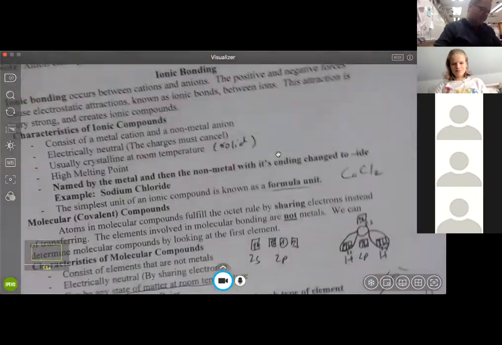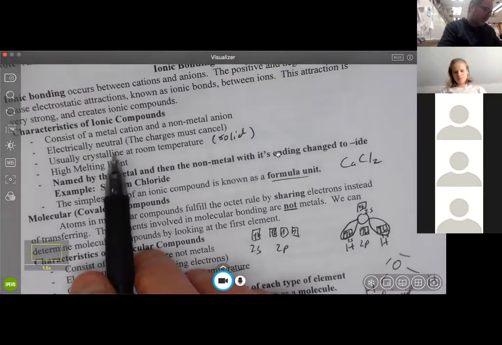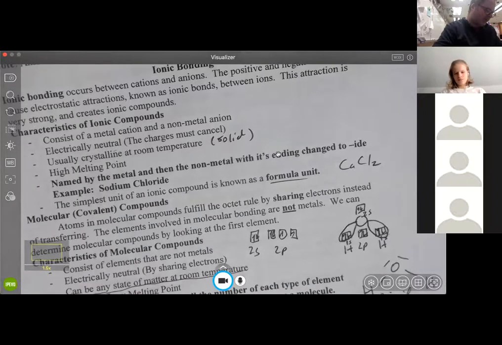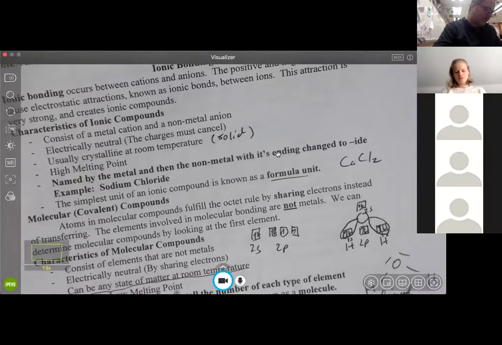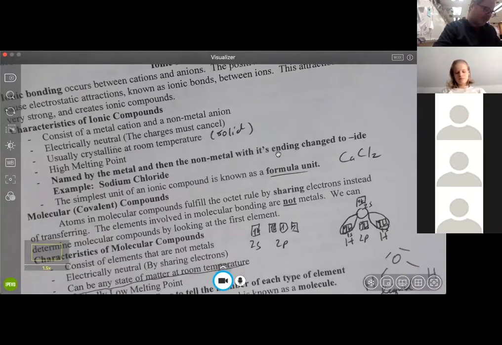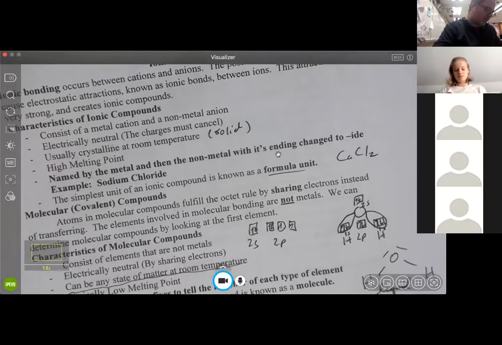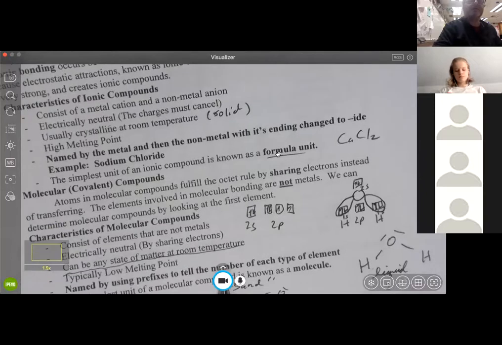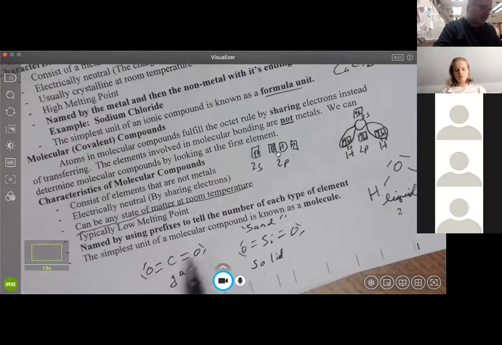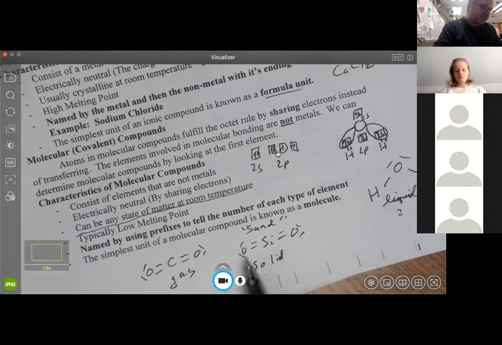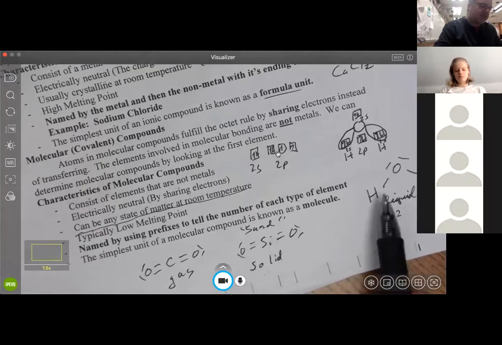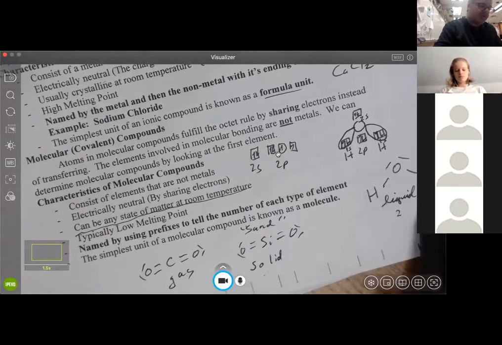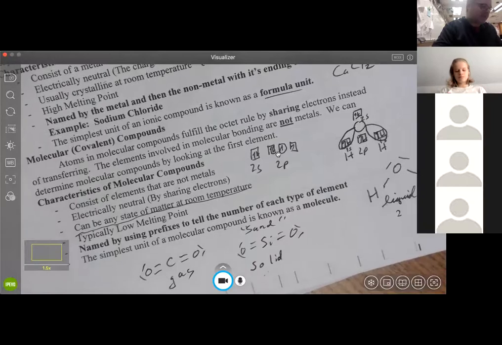So, boom, boom, boom. There's the comparison between ionic compounds and molecular compounds. Typically a low melting point. It all depends on their interactions with each other. And we know the naming, hopefully, of that. Carbon, 2 oxygens, dioxide. Silicon, 2 oxygens, dioxide. 2 hydrogen, dihydrogen, 1 oxygen, monoxide.